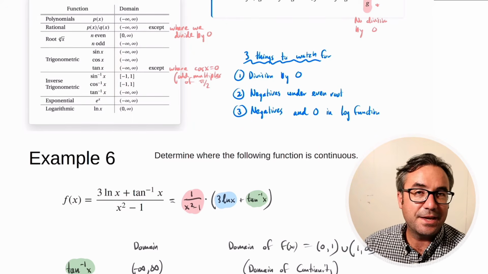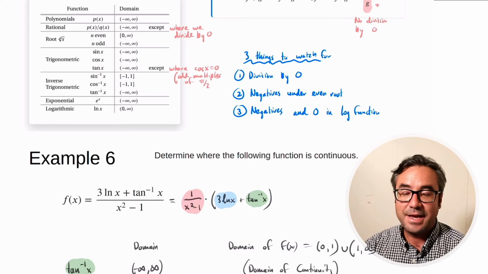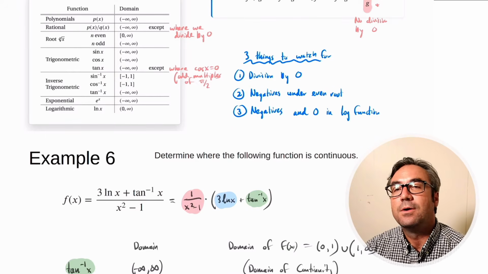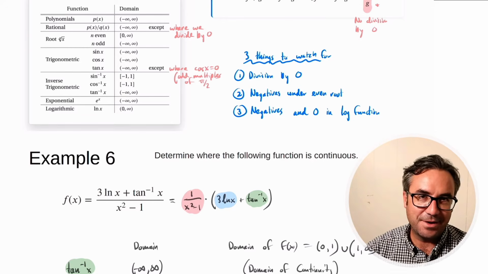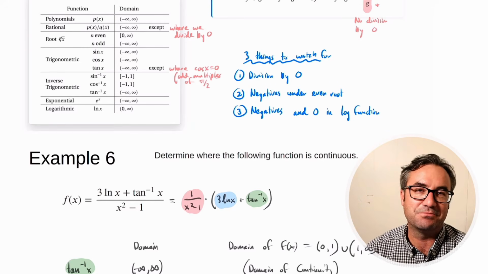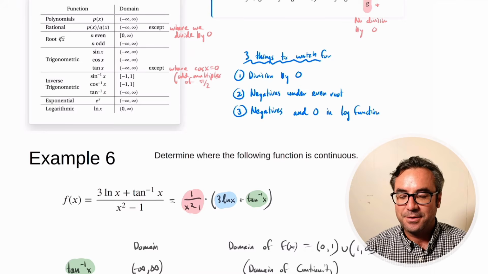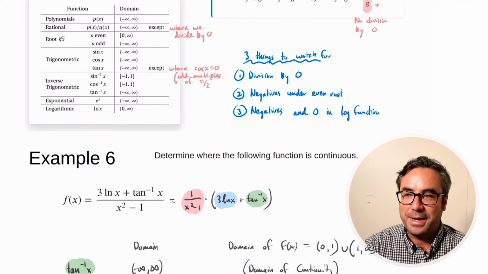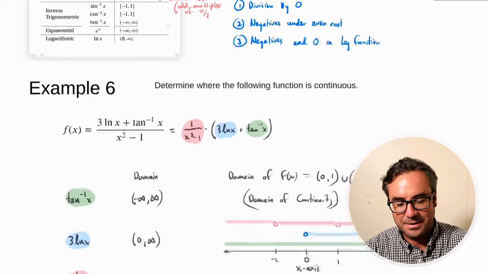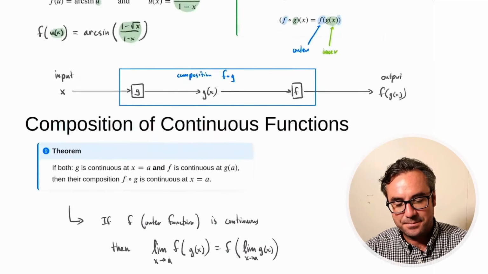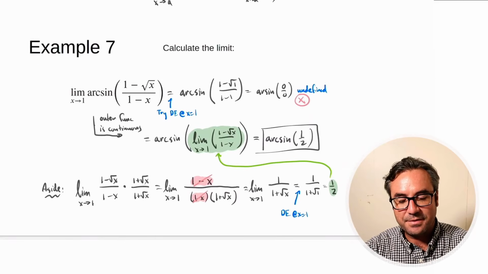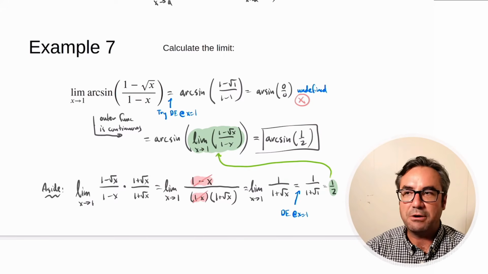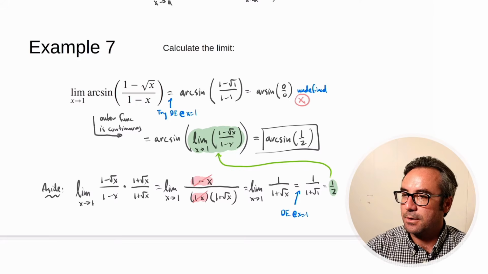So if we had calculated the limit of that inner function and found that the limit was 2, then the limit of that composition would not exist. We can't plug something into inverse sine if it's not in the domain. But in this case, the limit of that inner function worked out.